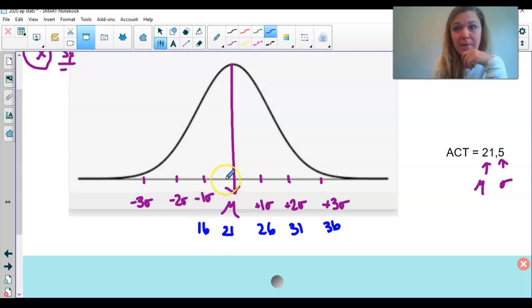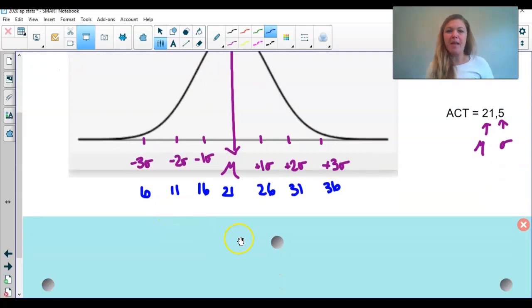16, then we're going to go down because we're below the mean, right? So down by 5 again. So that's going to give us 11. And down by 5 one more time, and that's going to give us 6. So here's our distribution.